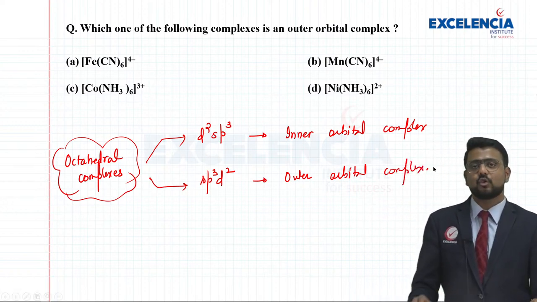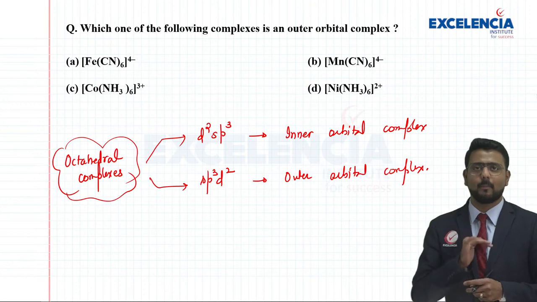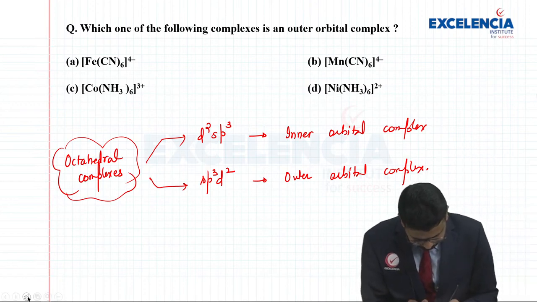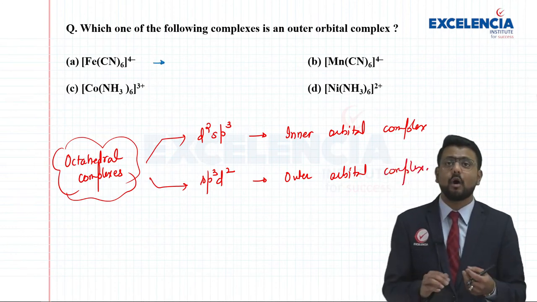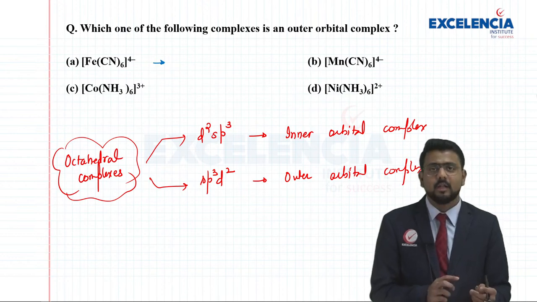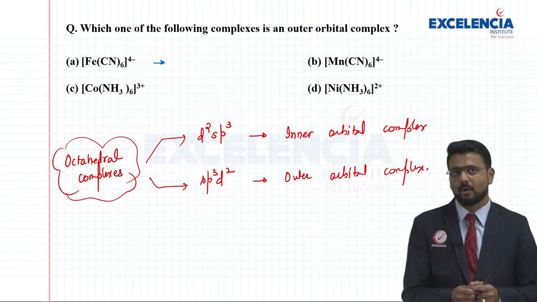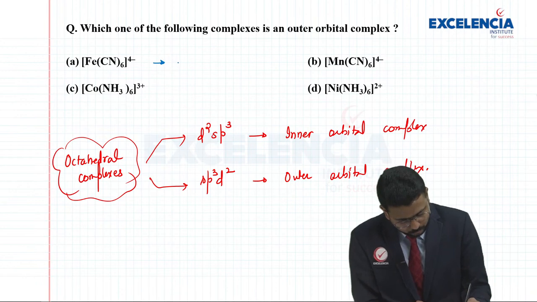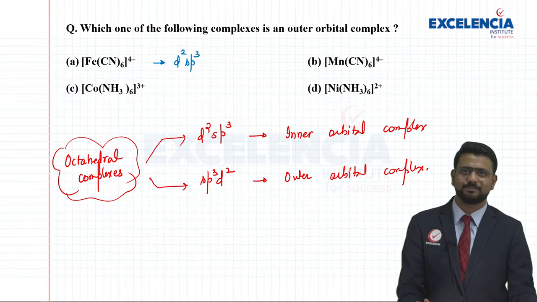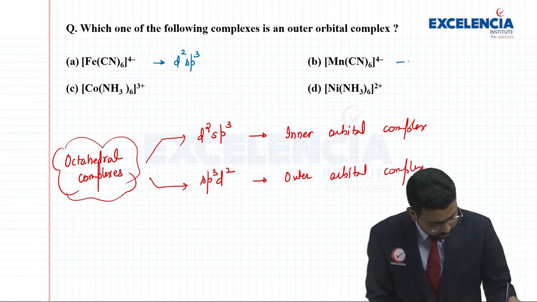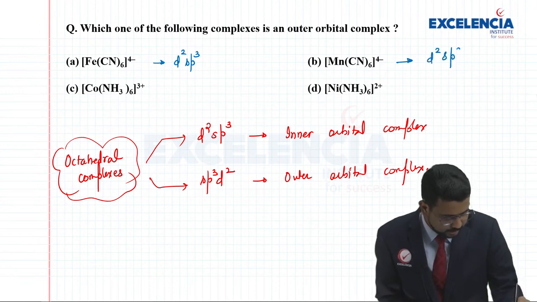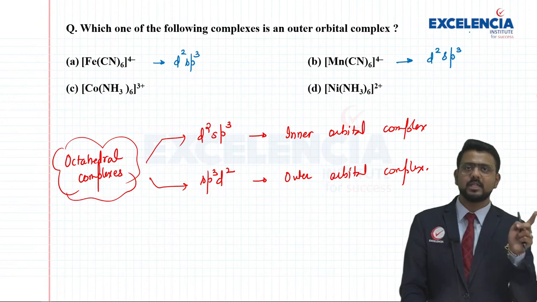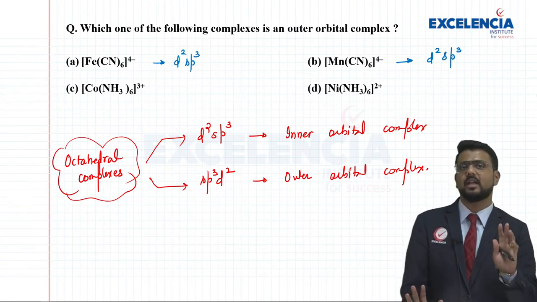When we actually do the working for these complexes, you will realize that [Fe(CN)6]4-, because of the very strong field ligand CN-, will involve inner d orbitals because of the pairing of the electrons. So it is going to be d2sp3, an inner orbital complex. So is the case with [Mn(CN)6]4-. This also shows d2sp3 hybridization. Both of these show d2sp3 hybridization, and that is the reason they are inner orbital complexes.